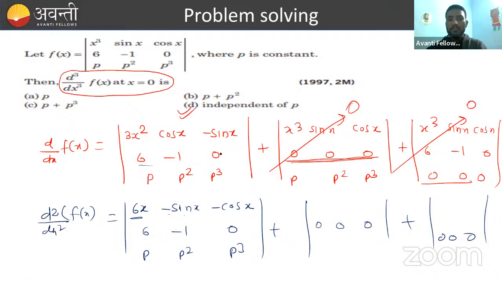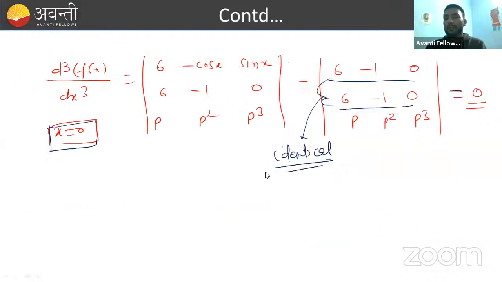Suppose after solving this we were getting p² plus something, then we could say yes, it is dependent on p. But what are we getting? 0, because it doesn't matter whether it is pq, p⁴, p⁵. If two rows are identical, then the value is 0 only. So that's why it is independent of p.